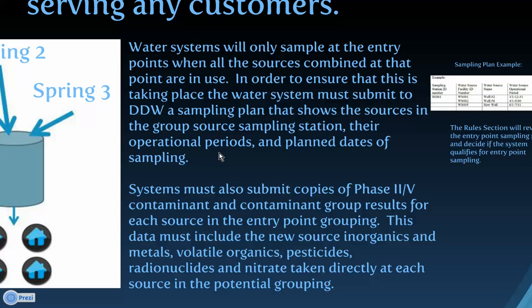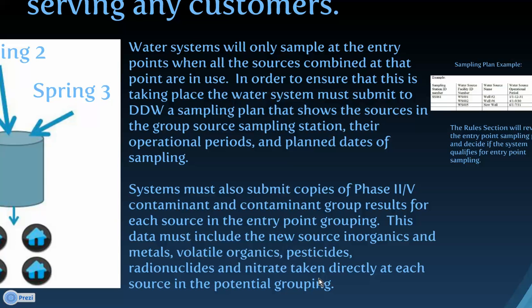So you get us this sampling plan, but then the second thing is that you also submit copies of your past phase 2, phase 5 samples for each source in the entry point grouping. So for my schematic that we just looked at, you would submit all of your phase 2, phase 5 samples for springs 1, 2, and 3 if we did not already have them. So what that includes is just your new source inorganics and metals, your VOCs or volatile organics, pesticides, RADs, and nitrate that have been taken directly at each source in the potential grouping.